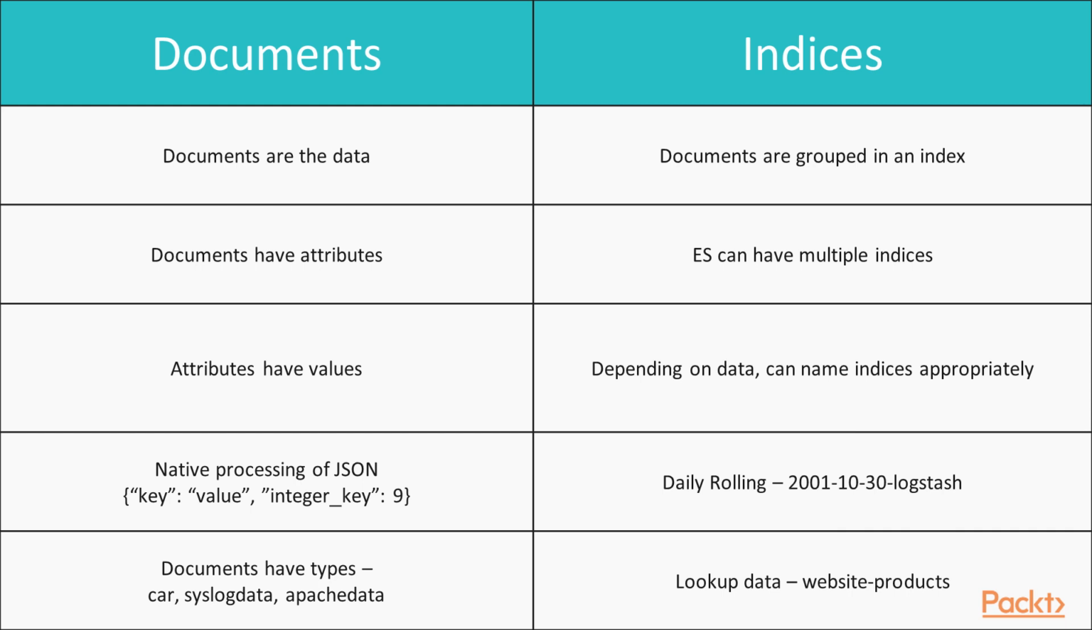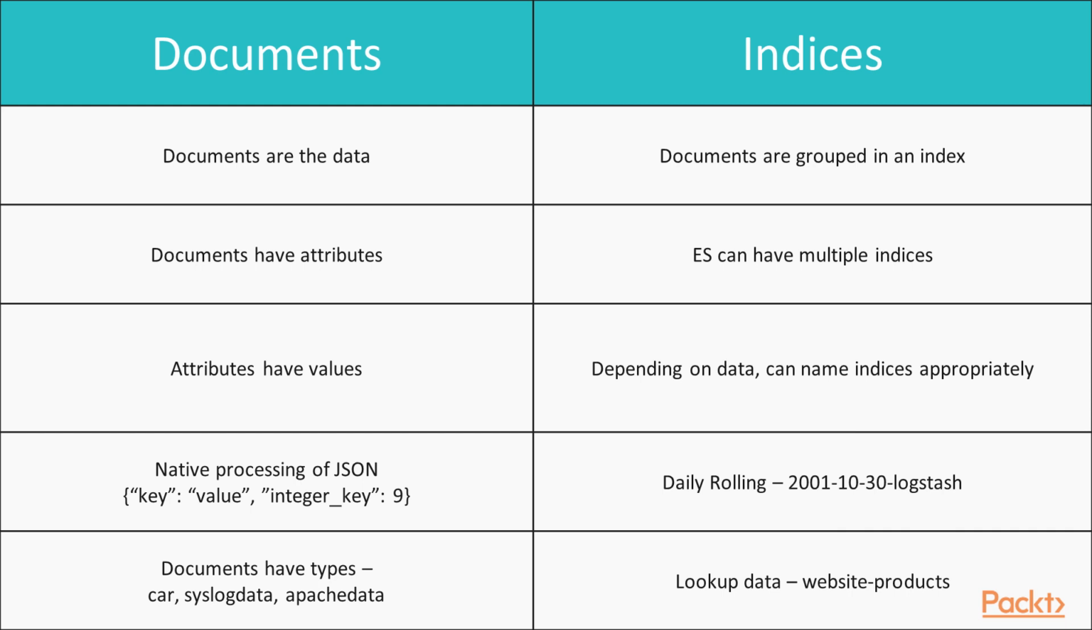Elasticsearch really likes documents when they come in the JSON format. JSON is the JavaScript Object Notation format. I have a quick example here showing a key with a value, then an integer key with the value of 9. So I'm showing here that we can have a couple of different data types: strings and integers or numbers or floats, booleans for true, false, etc.